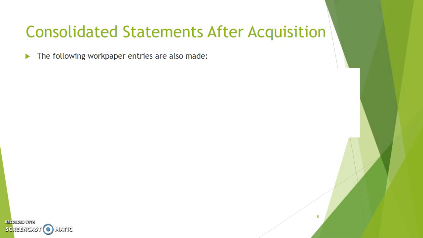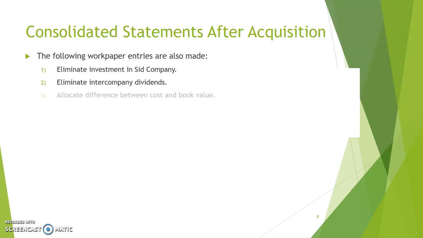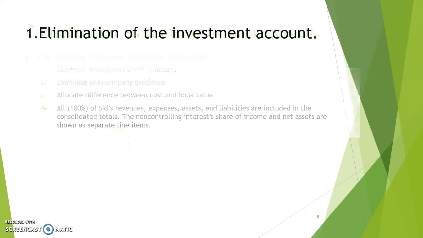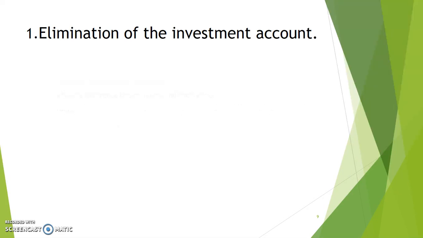After this, we then have to make the following working paper entries. We need to eliminate the investment in the subsidiary account. We need to eliminate intercompany dividends. We need to allocate the difference between the cost and the fair value. And we then would eliminate all other interests, and we would consolidate the totals by clearly showing the non-controlling interest share of income and net assets on separate lines. So let us start by eliminating the investment in the subsidiary account.